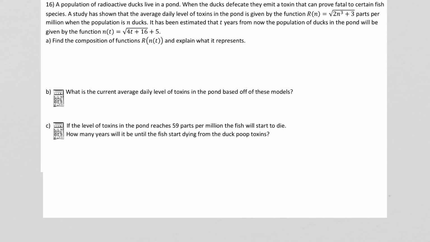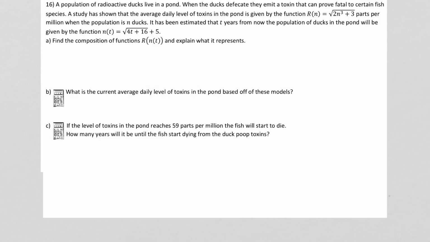A population of radioactive ducks live in a pond. Darn you, nuclear waste. When the ducks defecate, they emit a toxin that can prove fatal to certain fish species. I swear this is a true story. A study has shown that the average daily level of toxins in the pond is given by the function R of n equals the square root of 2n cubed plus 3 parts per million when the population is n ducks.